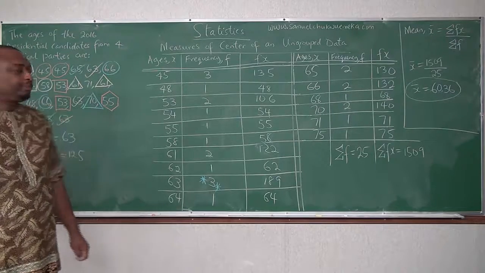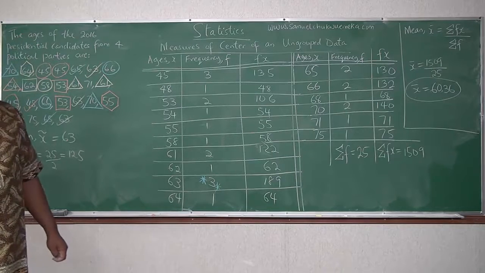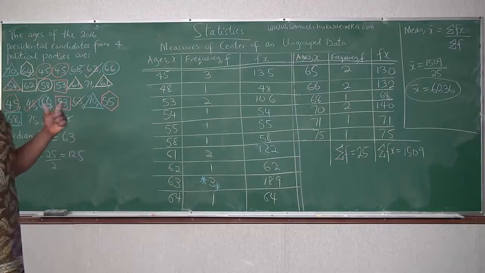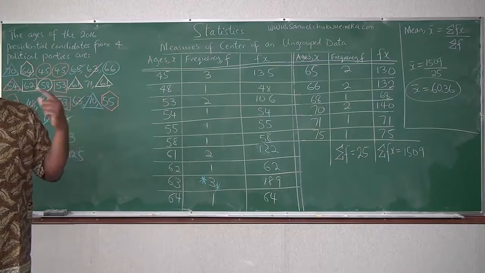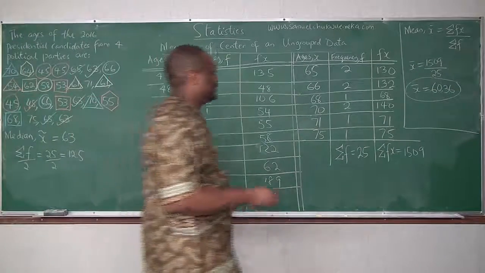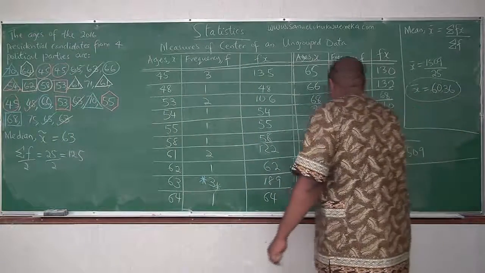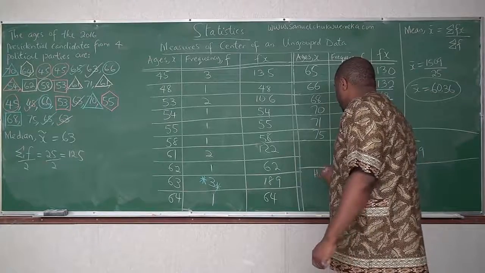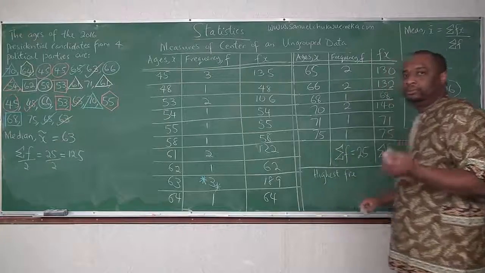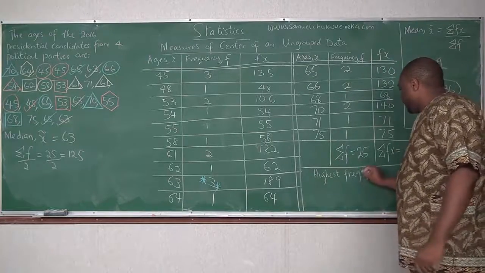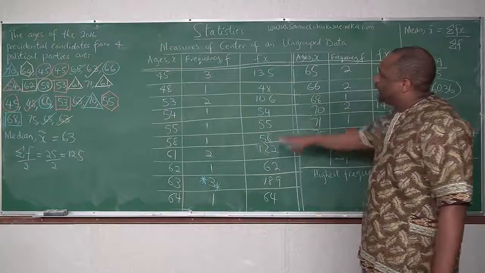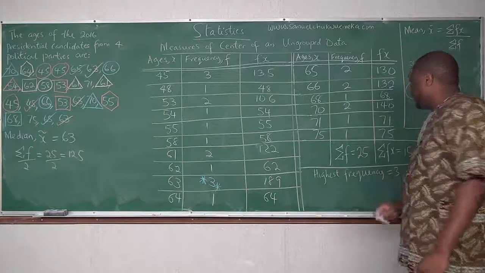For the mode, it is the data value that has the highest frequency. So first of all, let's look at the highest frequency. What is the highest frequency here? The highest frequency is 3.